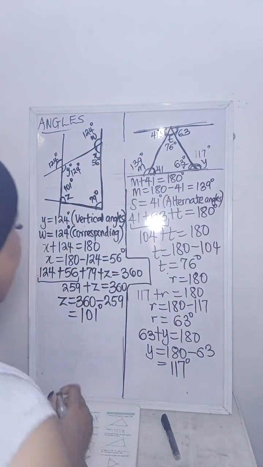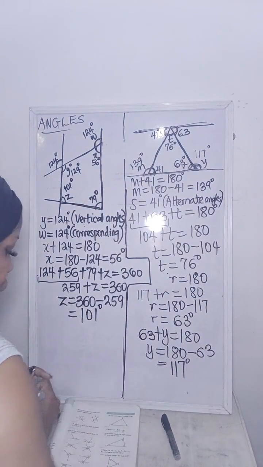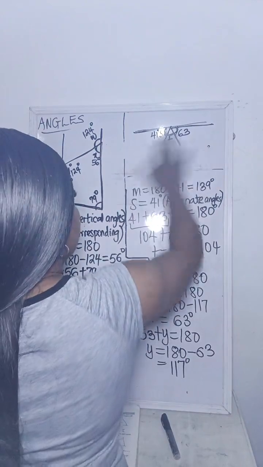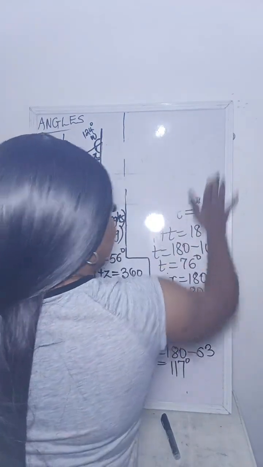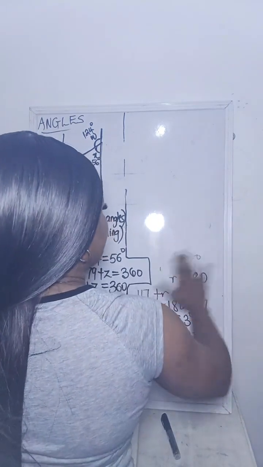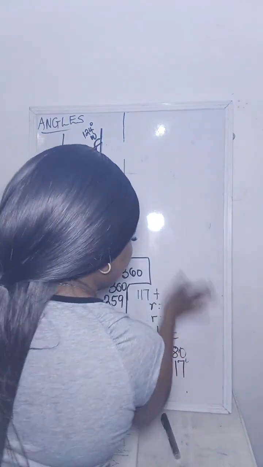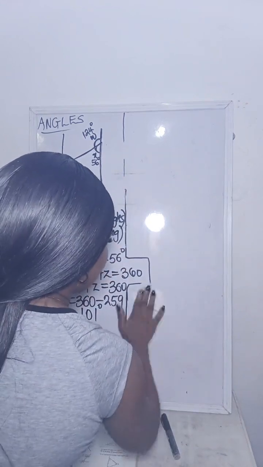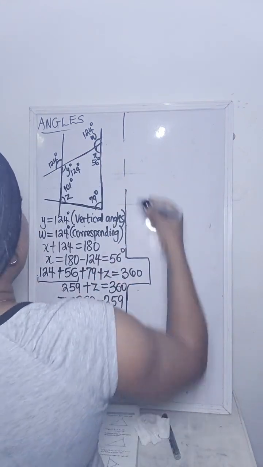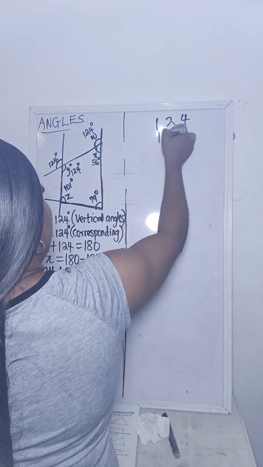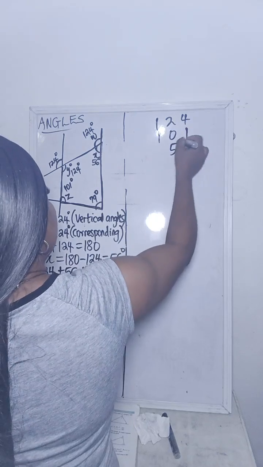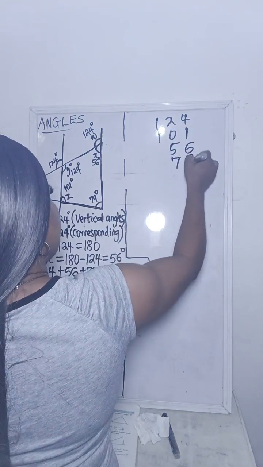Now, if we want to check, let's add it up and see if we get 360. I told you that's another way to check if your answer is actually correct. Add the angles together. So we have 124, we have 101, we have 56, we have 79.